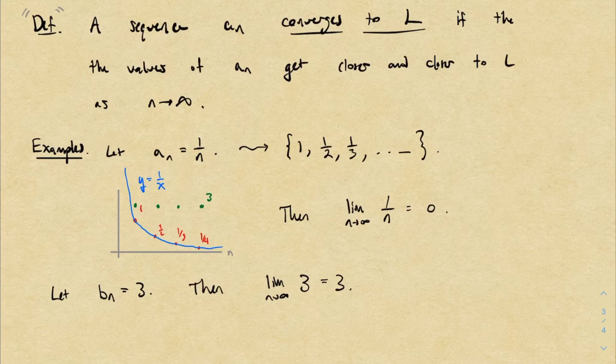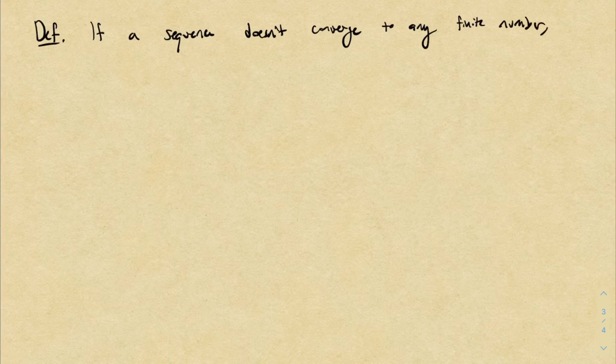Like I said, we'll see some more interesting examples in a second, but before we do that, I just want to introduce the rest of the language that we'll use, which is that if a sequence doesn't converge to a finite number, or if the limit doesn't exist at all, we say it diverges. So the possibly new language here is that a sequence converges if the limit exists, and if the limit doesn't exist, or if you go off to infinity or something, we say that it diverges.